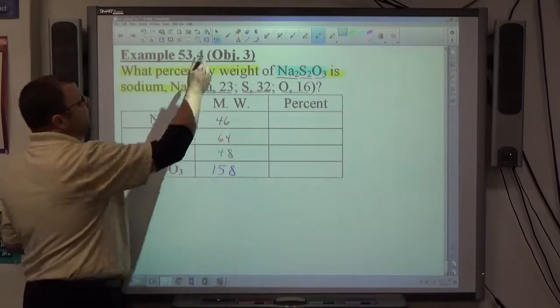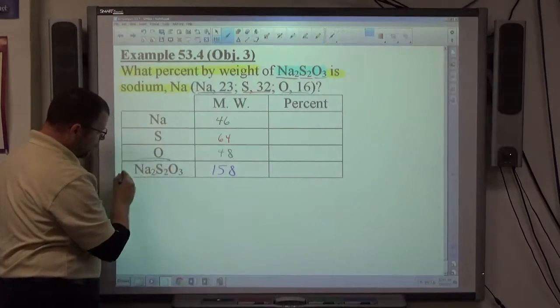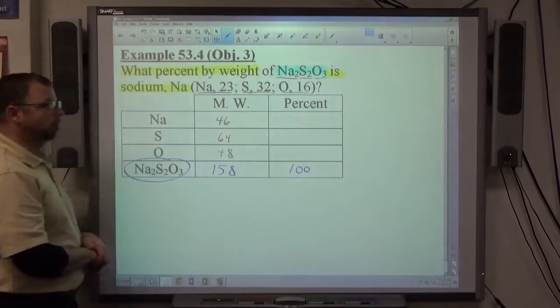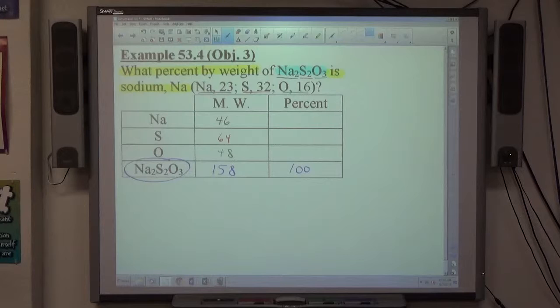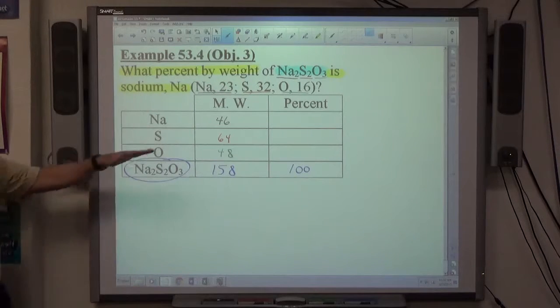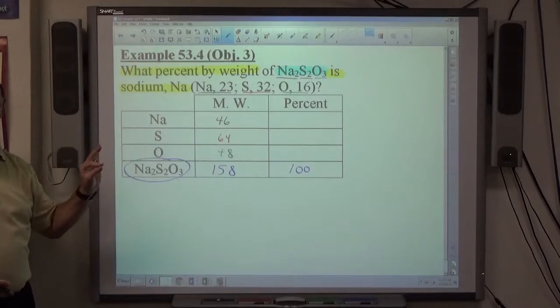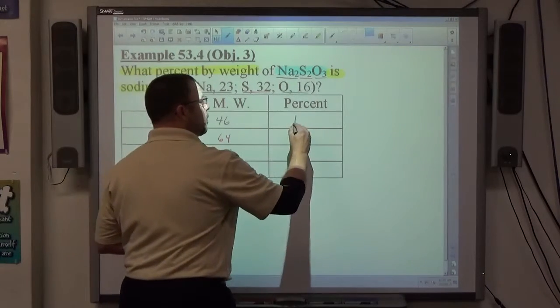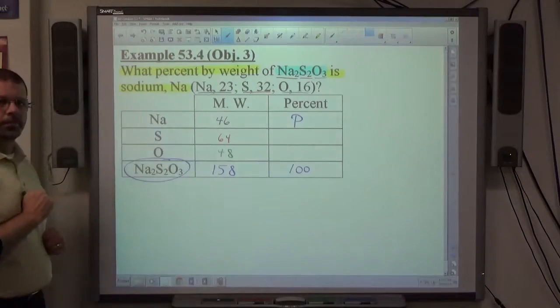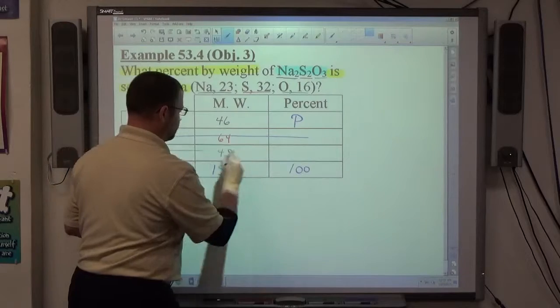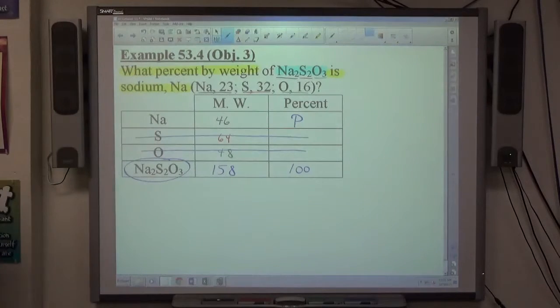If they want the percent by weight, the entire molecule weighs 100% of the weight of the molecule. So our molecule itself is 100% of all the weight. The 3 ingredients are going to comprise that 100% in pieces. We want to know what percent is the sodium. So I'm going to put a P there. I don't care about S and O now. At some point I might.